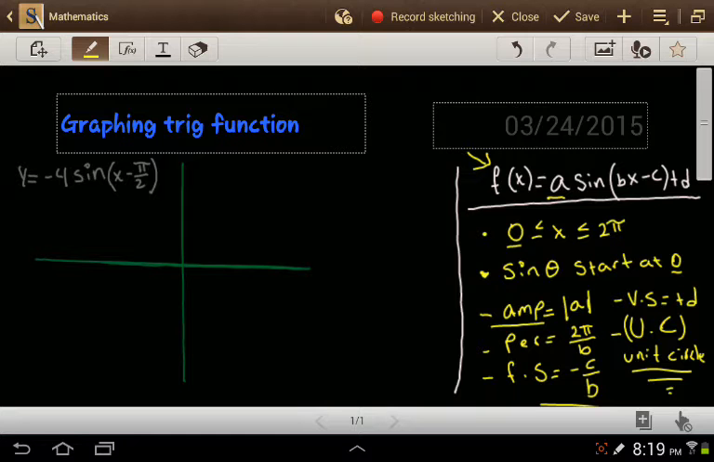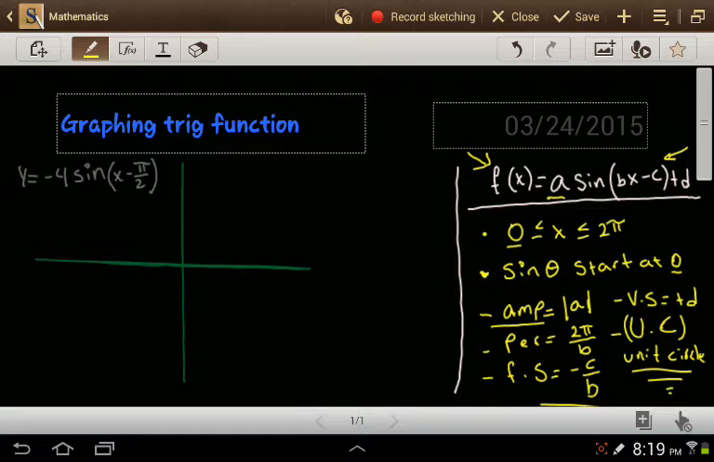Today I'm going to be teaching you about graphing trigonometric functions. To graph a trigonometric function, you're going to need to know the formula, which I put up here. Well, you do not need to know it, but I would think it would be better if you do know it in order to graph with perfection.